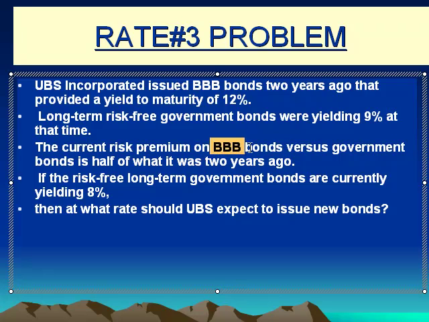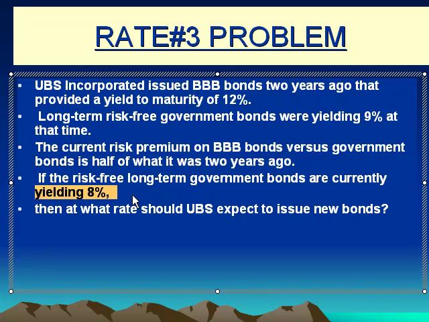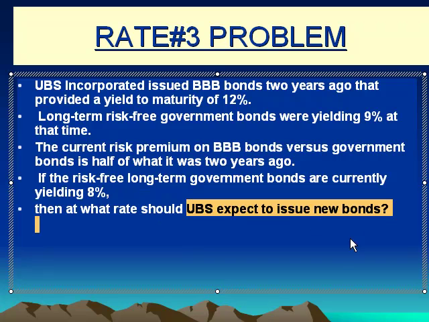The current risk premium on BB bonds is half of what it was 2 years ago. If the risk-free bonds today are currently yielding 8%, at what rate should you issue your bonds? Obviously, you don't want to pay the 9% of last year because the government bonds are giving 8%. So you want to issue at 8% plus whatever the risk premium is. Last year, we know the risk premium was 3%, 12 minus 9. Half of 3% is 1.5. So we can issue the bonds at 9.5%.